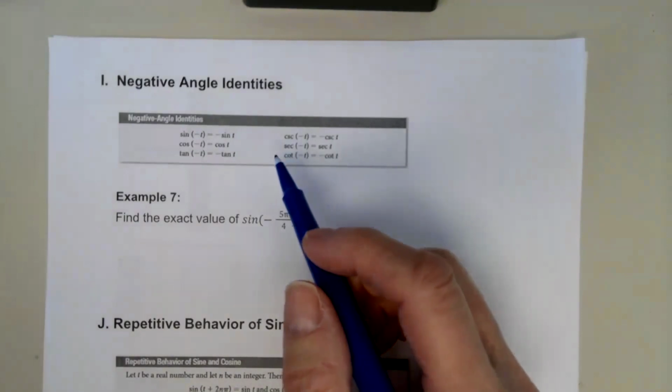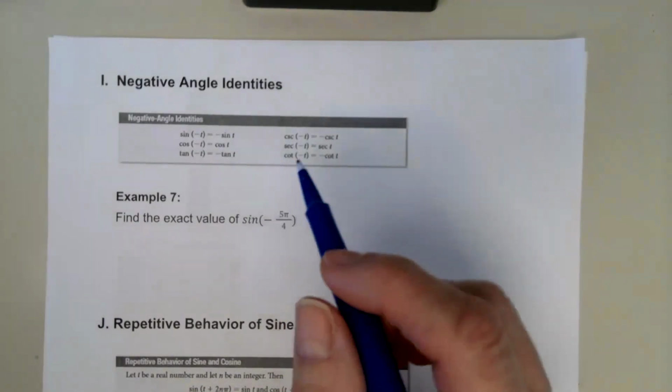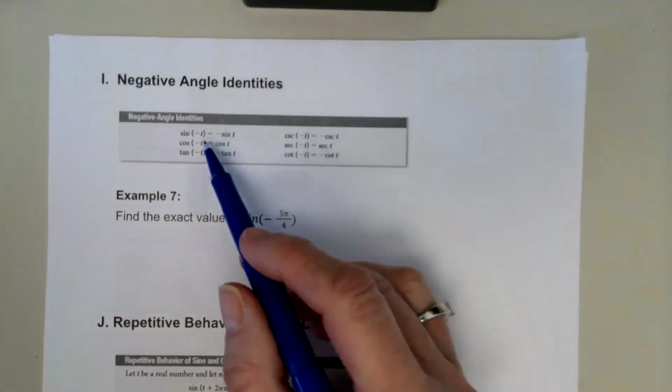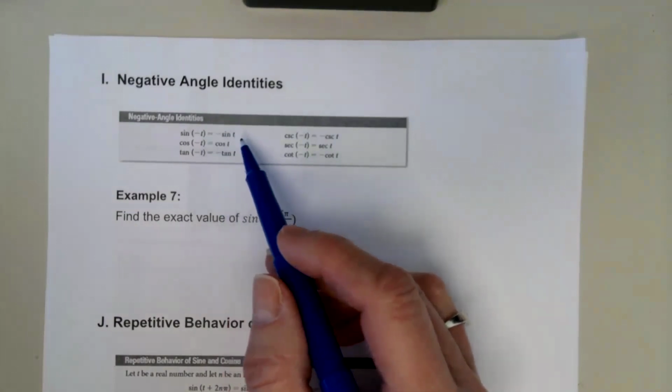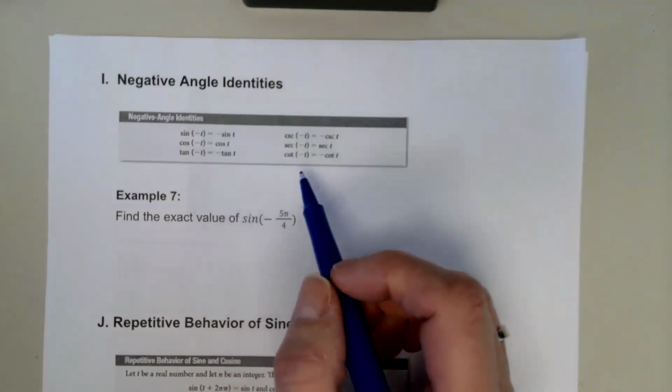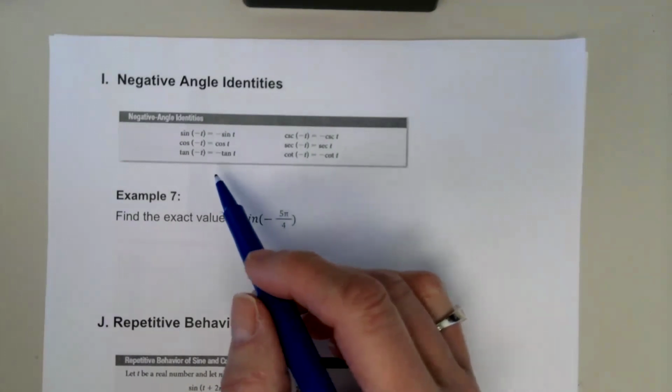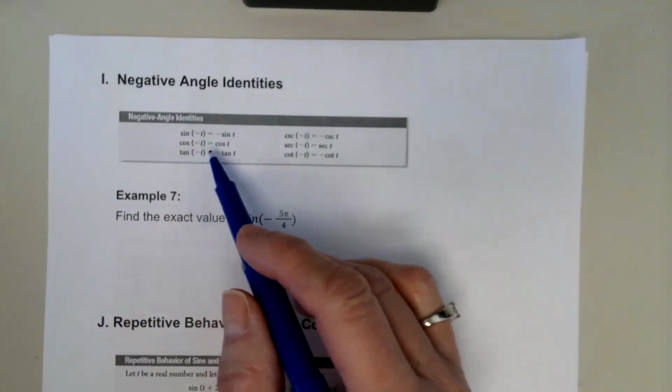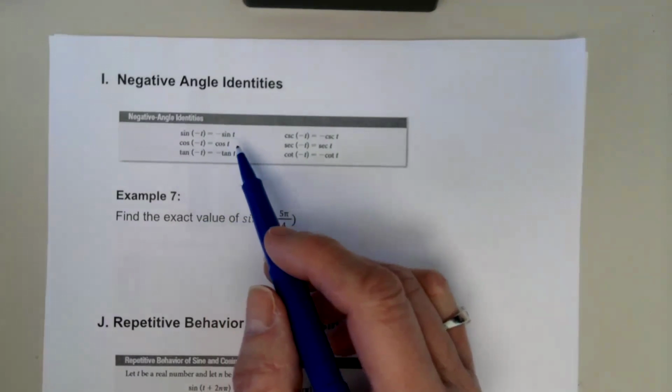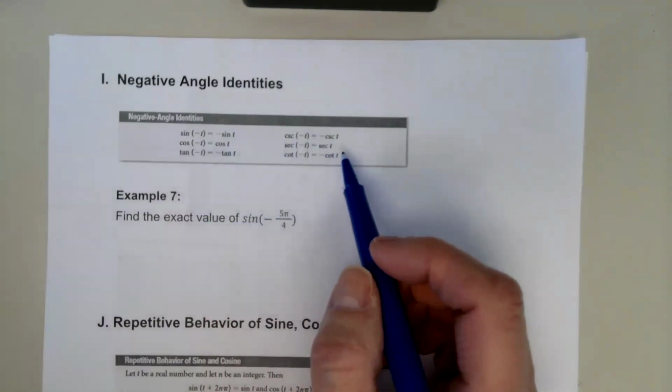And then we have our negative angle identities. So if we're taking the sine of a negative t, then that's equal to the negative of the sine of t. And cosine of a negative t is equal to a positive cosine of t. And so they're each different.